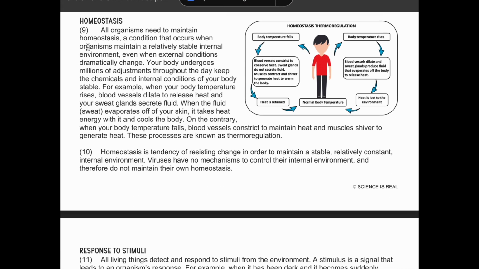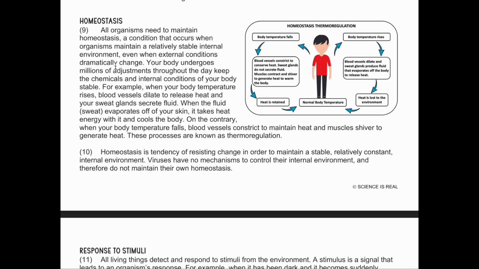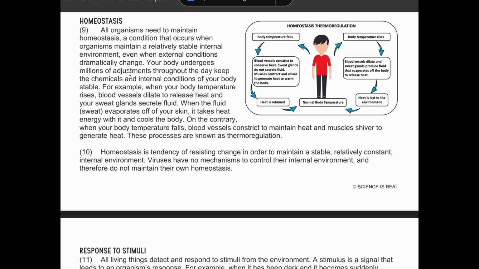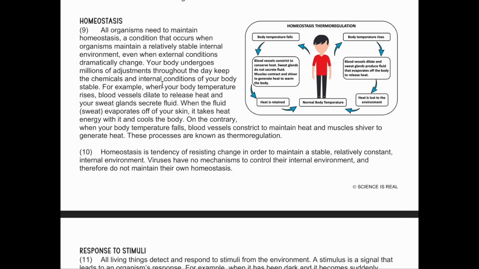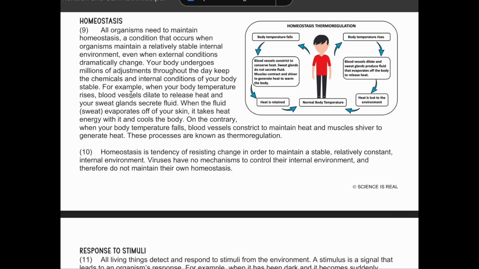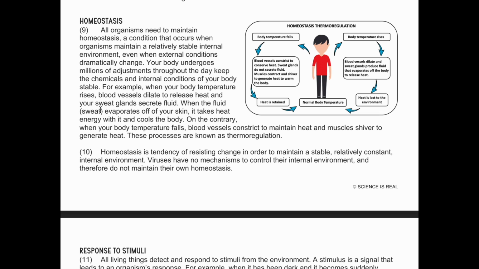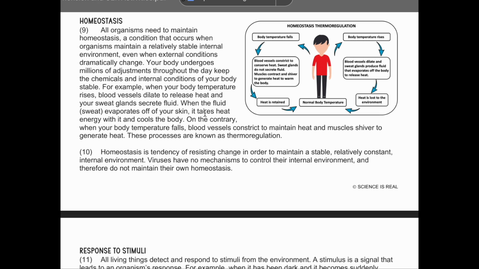Homeostasis, paragraph 9. All organisms need to maintain homeostasis, a condition that occurs when organisms maintain a relatively stable internal environment. Even when external conditions dramatically change, your body undergoes millions of adjustments throughout the day to keep chemicals and internal conditions of your body stable. For example, when your body temperature rises, blood vessels dilate to release heat, and your sweat glands secrete fluid. When the fluid, sweat, evaporates off your skin, it takes heat energy with it and cools the body.